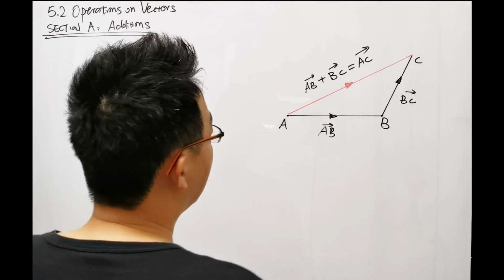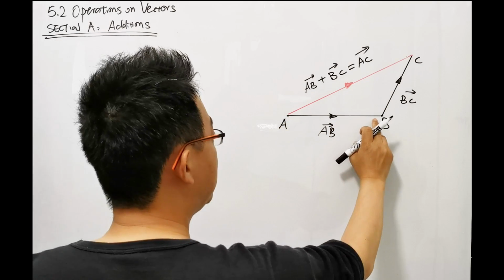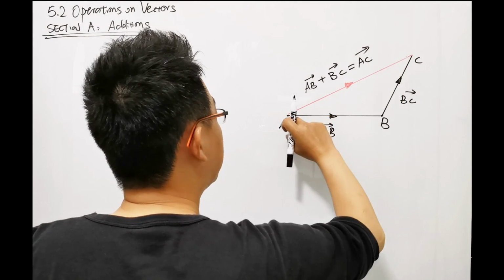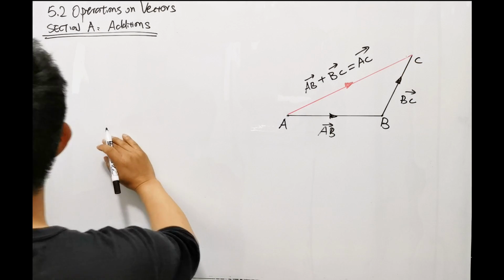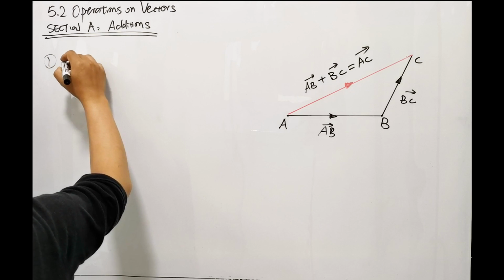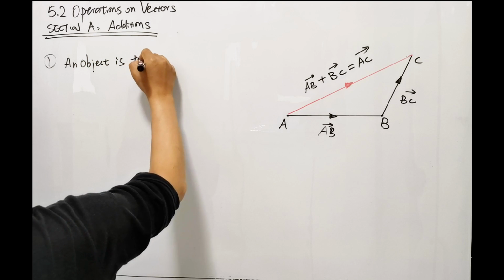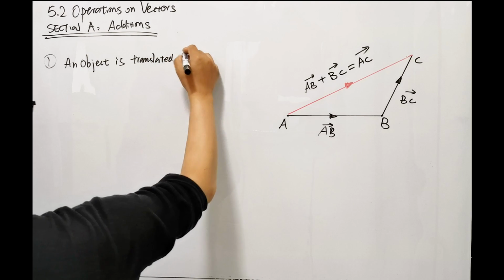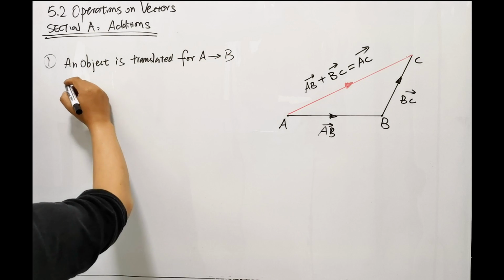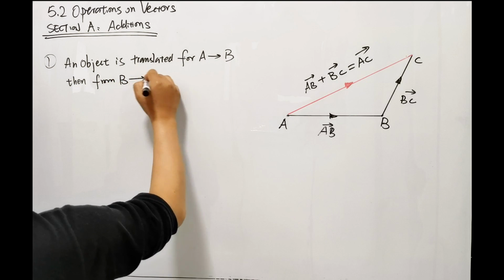So for instance, we have a location A. From A we come to B, then from B we come to C, but in terms of the combined effect, actually it is from point A to C. So an object is translated from A to B, and after that translated from B to C.